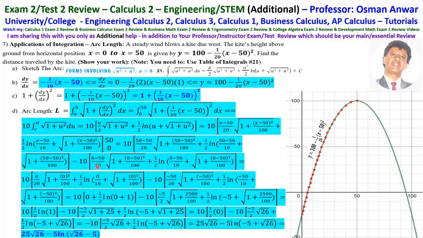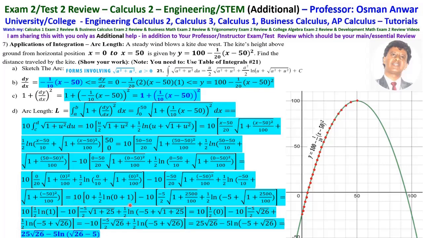(0 - 50)/20 square root of 1 + (0 - 50)^2/100 plus 1/2 ln((0 - 50)/10 + square root of 1 + (0 - 50)^2/100), which is equal to 10 times 0/20 square root of 1 + 0/100 plus 1/2 ln(0/10 + square root of 1 + 0) minus 10 times (-50)/20 square root of 1 + (-50)^2/100 plus 1/2 ln((-50)/10 + square root of 1 + (-50)^2/100).